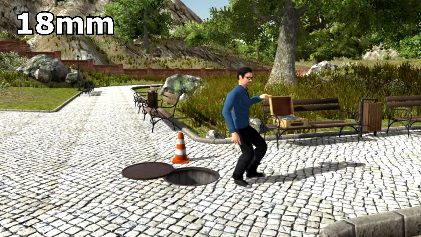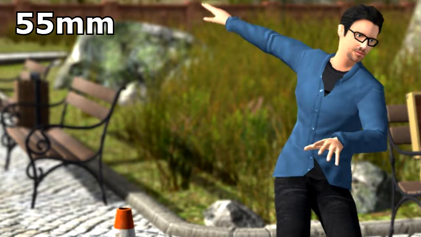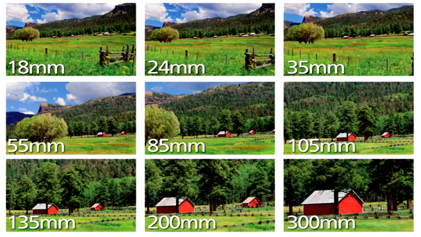Now, if we zoom into the 55mm setting, this is now what we see through the lens. As you can see, it's a lot narrower and it's not as wide as what the 18mm is. So you should have worked out already that the lower the number, the wider the scene, and the higher the number, the more zoomed into the scene you are.